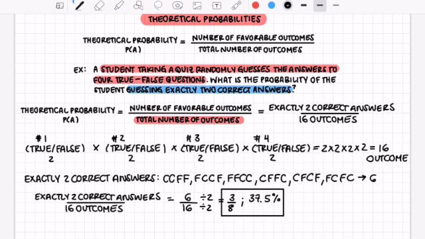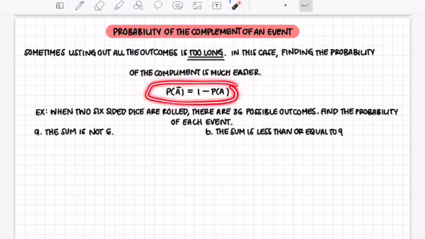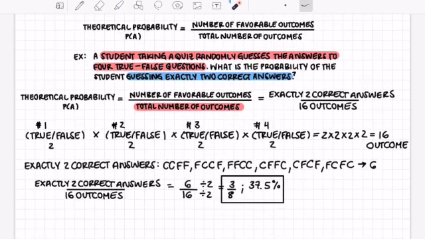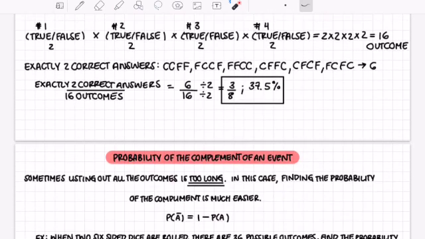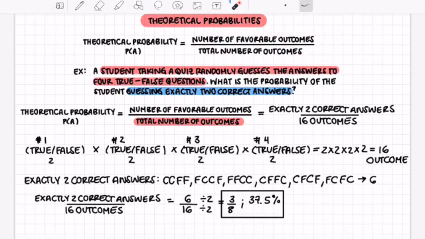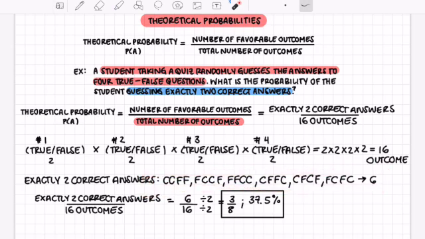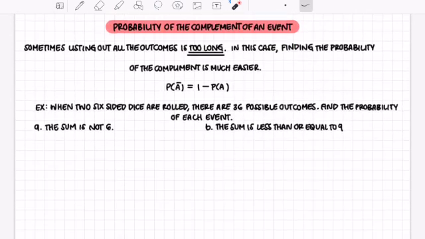Okay, so let's look at the probability of the complement of an event. Now, I only like to use this formula whenever, let's say, we're looking at a probability where this part of our problem, where it's asking us to find the number of favorable outcomes, listing it out would be just too long. Let's say this list right here just went on forever and ever, and it was like 100 that you had to list out. Sometimes in that case, finding the complement is a lot easier to do.